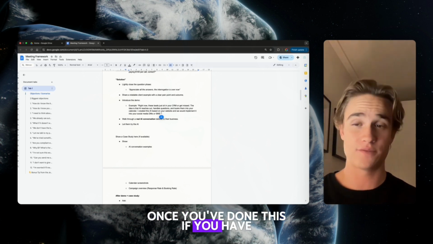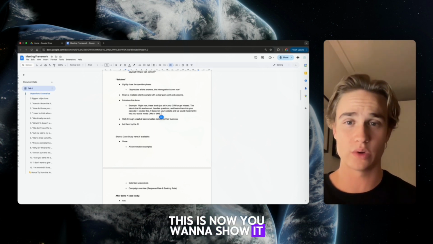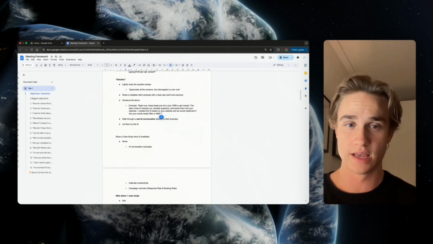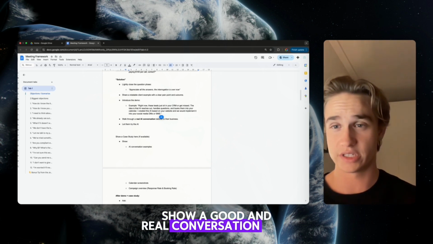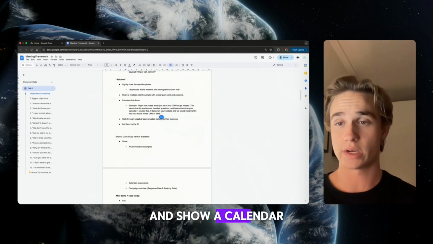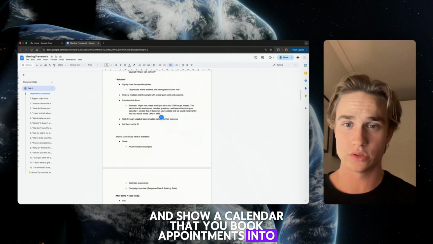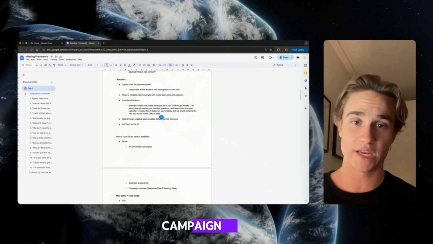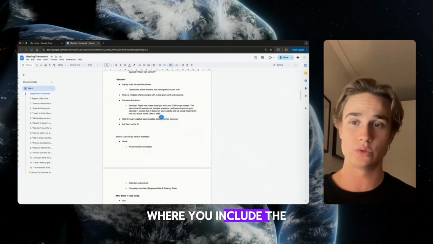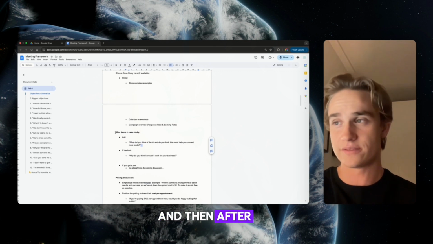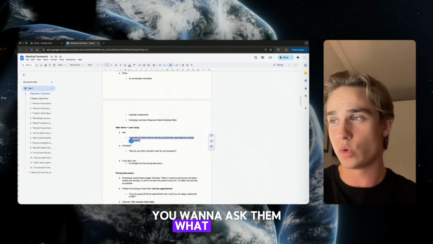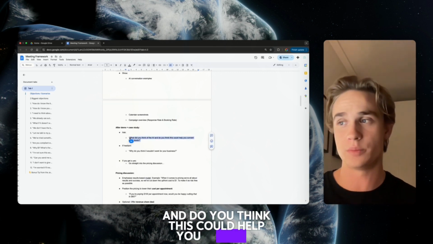Once you've done this, if you have a case study, this is where you want to show it. You want to focus on the results, show a good and real conversation with a customer, and show a calendar that you book appointments into. And then you can also show an overview of campaign results where you include the response rates and the booking rates. After the demo and the case study, you want to ask them, what did you think of the AI and do you think this could help you convert more leads?